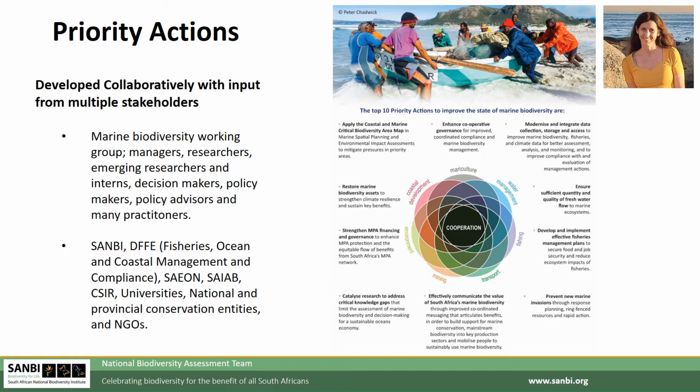And in South Africa, we do this work by drawing together the many relevant agencies, and that includes the fisheries, ocean and coastal management and conservation and compliance staff from the Department of Forestry, Fisheries and Environment, the South African Environmental Observation Network, so critical because of their monitoring work, the South African Institute for Aquatic Biodiversity, the CSIR, universities, national and provincial conservation entities, and NGOs. We have a number of other smaller task teams and working groups like the Marine Ecosystem Committee and the Marine Taxonomy Working Group that helps to distill priorities in relevant areas.